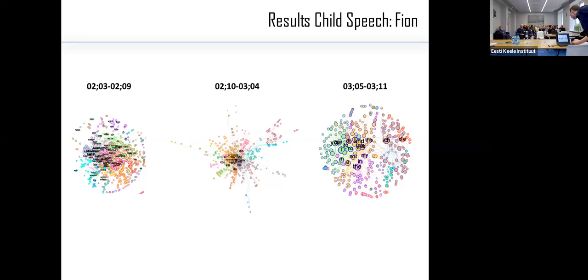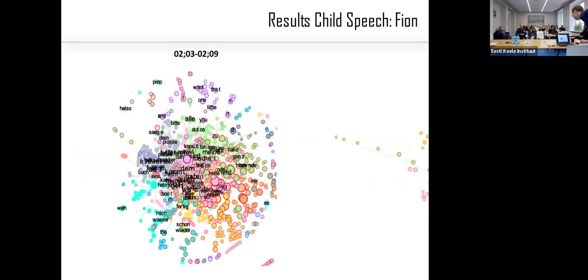And if we zoom in a bit more, then we see these communities that we could explore in more detail if we had more time.